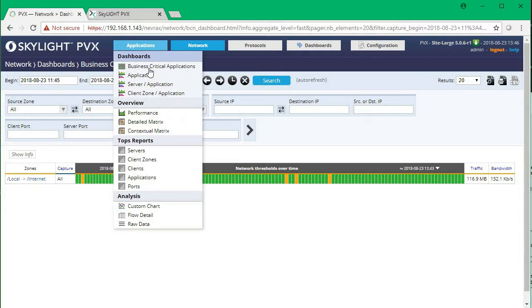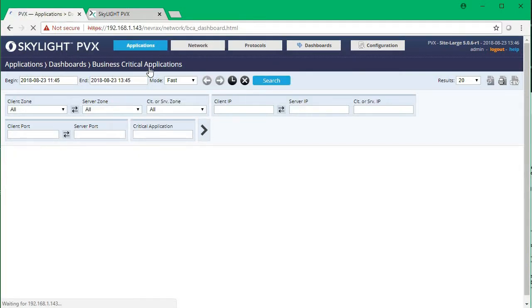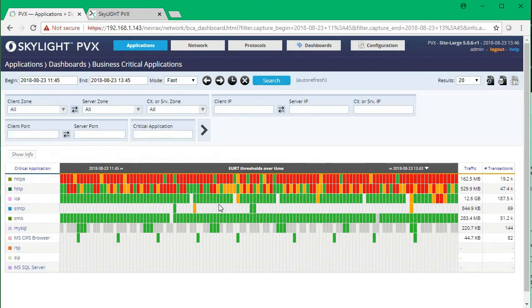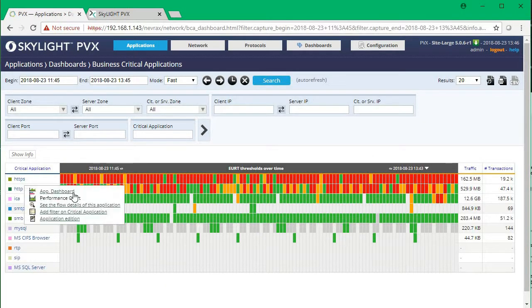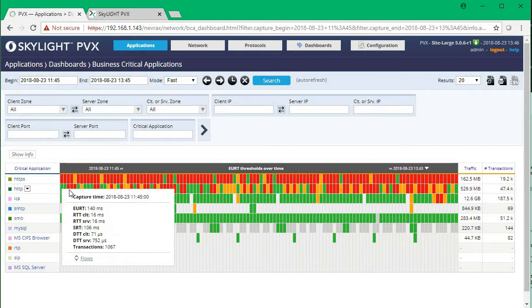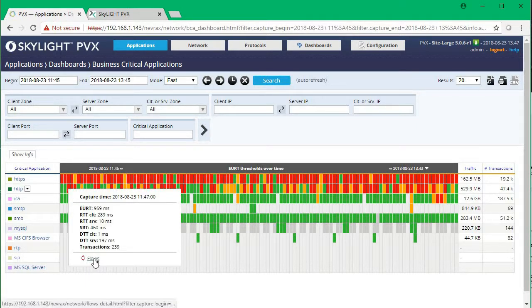So again, I'm going to go back to our business critical application where I started, and we see the different applications. Again, HTTP, HTTPS, ICA. So if we just look at one of these, for instance here, HTTP, we can see end user round trip time, 959 milliseconds.